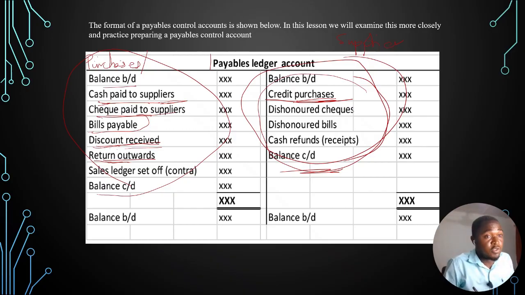You bought goods from the suppliers, and then you realize that some of the goods are not working properly. So what do you have to do? You must return it. If you return the goods, you must record that transaction at the debit side of the payable ledger control account in order to reduce how much you are owing to them, right?